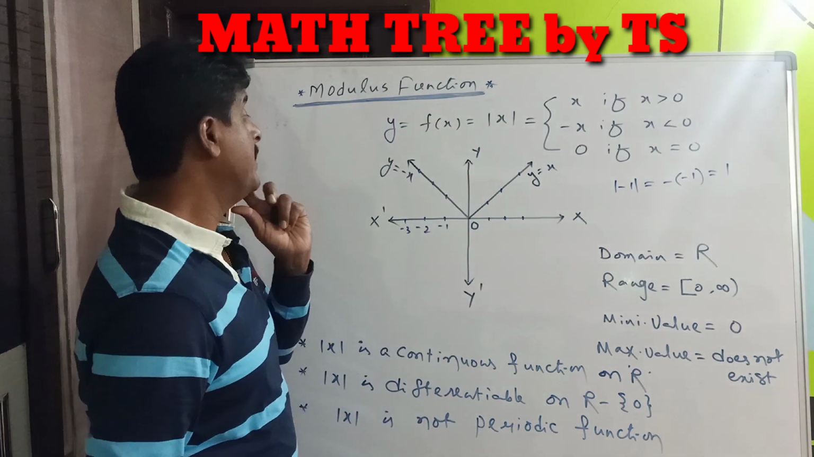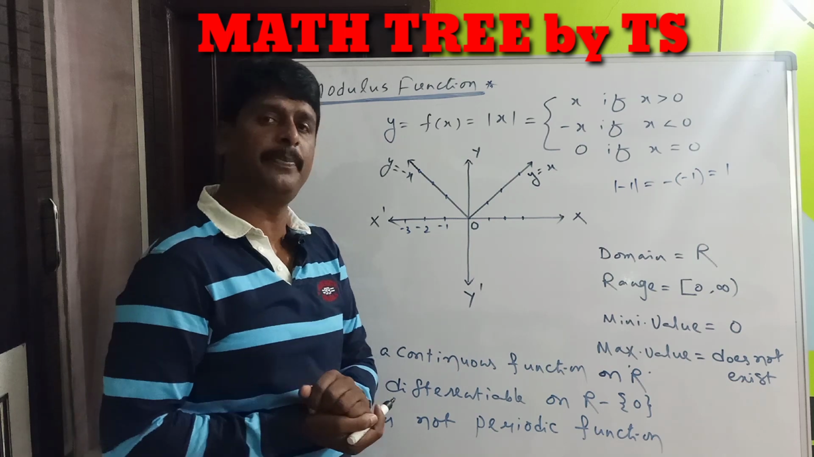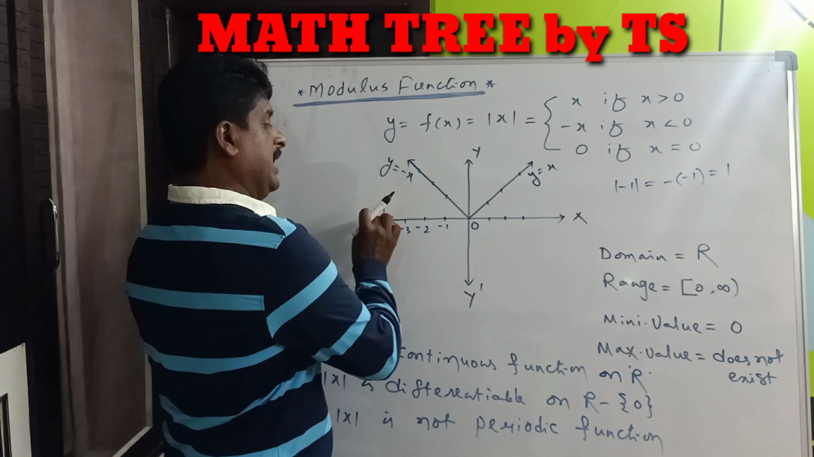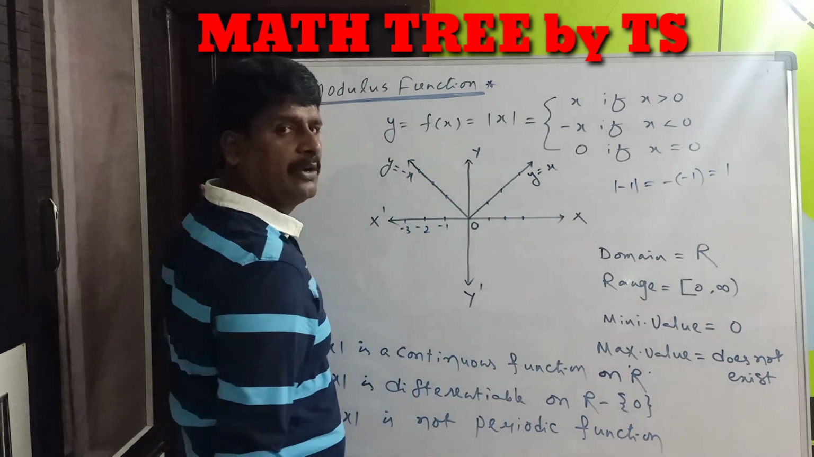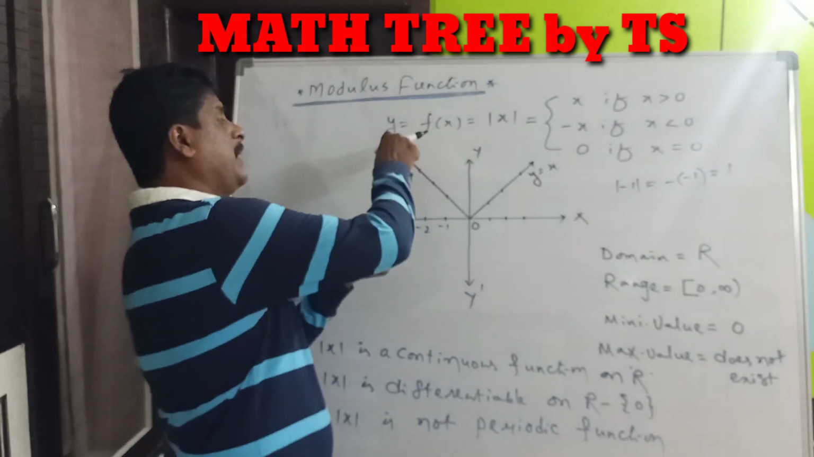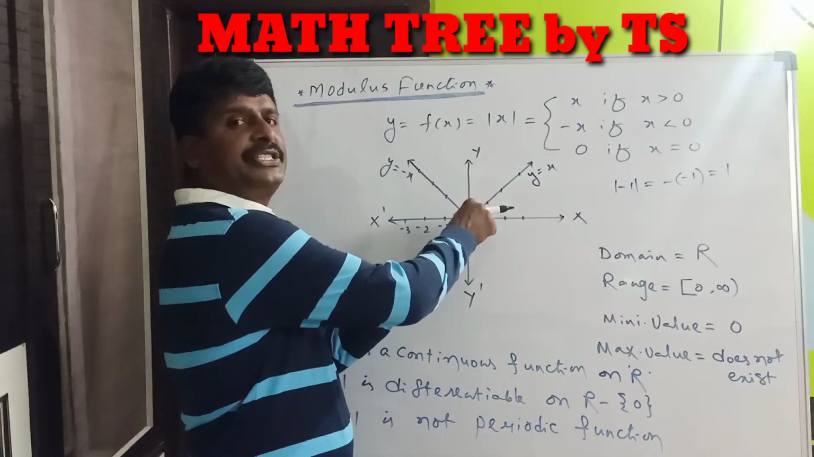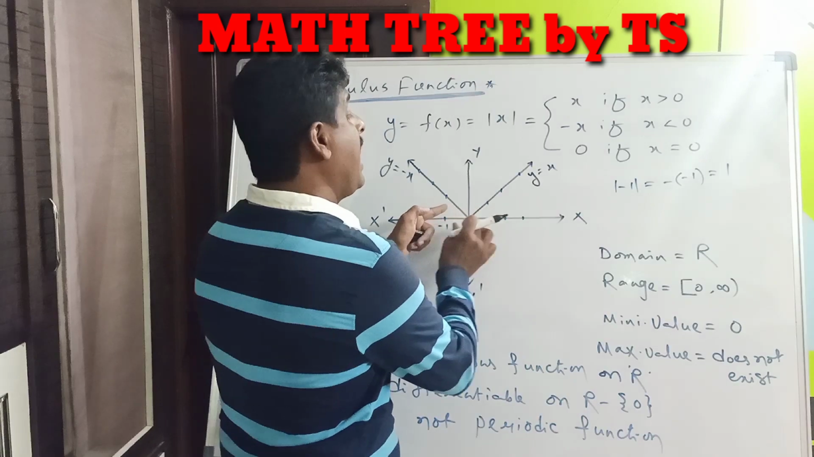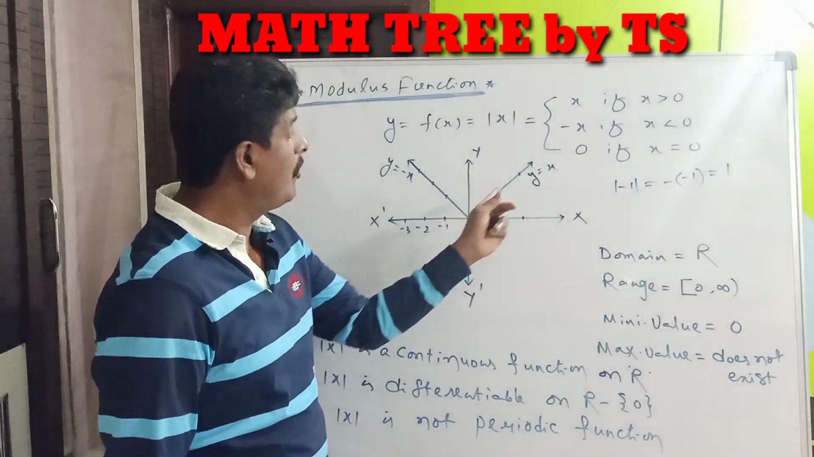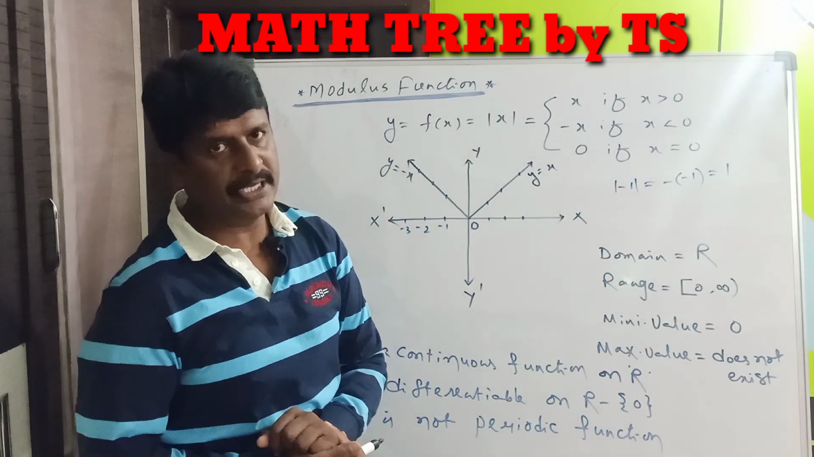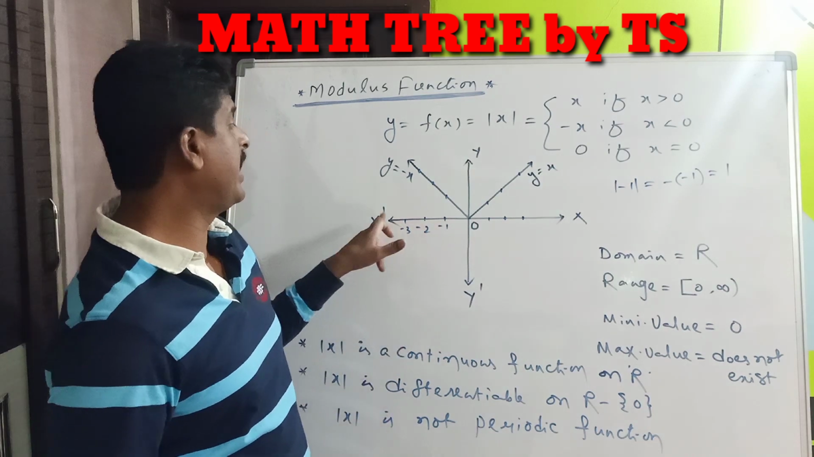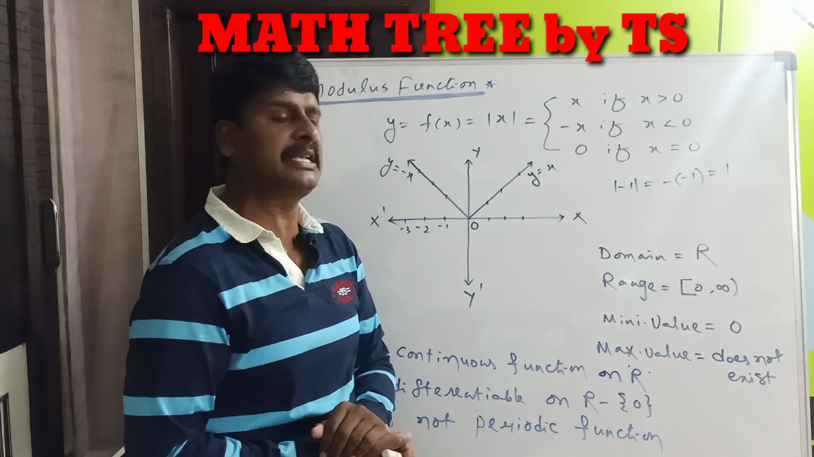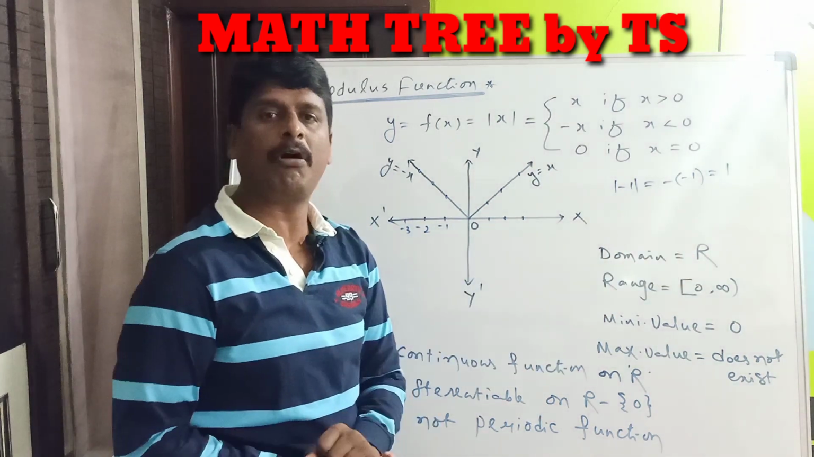So that's why the modulus x graph will be V-shaped. And of course, you see, left to right, x values are increasing on the x-axis. Corresponding y values are decreasing till 0. After 0, from this stage onwards, as x is increasing, corresponding y values are also increasing. So that's why this graph is defined for all real values on the x-axis. Domain is equal to R.